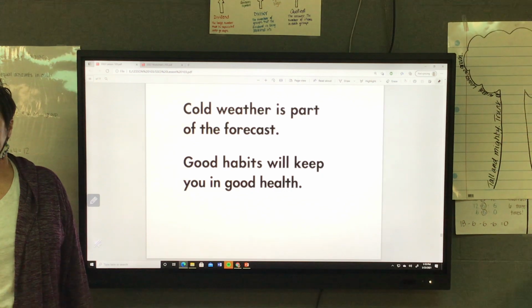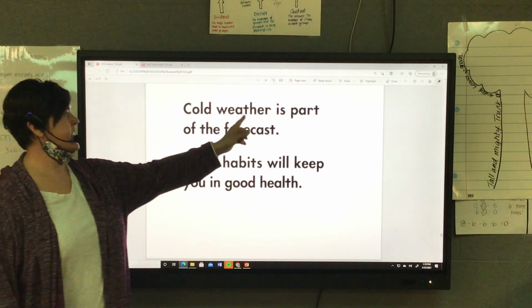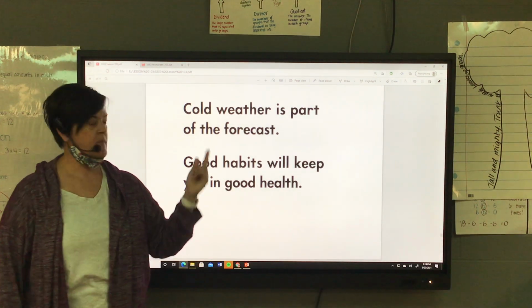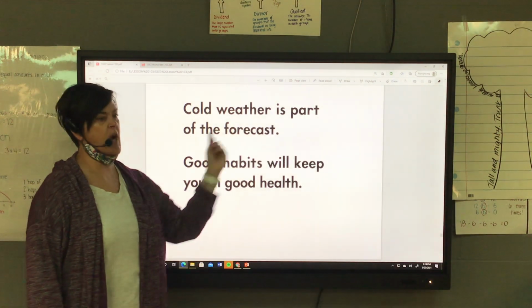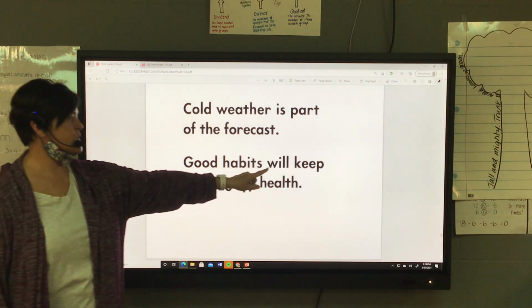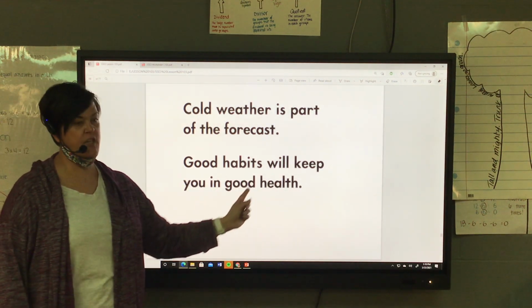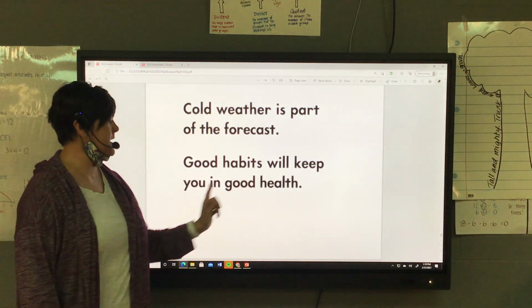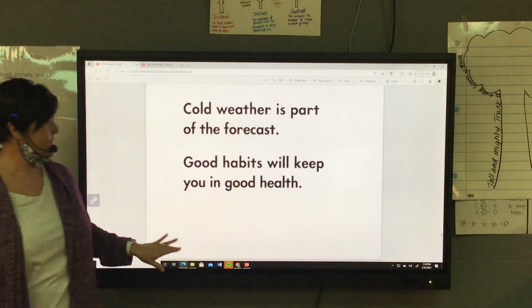Oh, sentence time. Are we ready? Yep. Cold weather is part of the forecast. One more time. Cold weather is part of the forecast. Good habits will keep you in good health. Again. Good habits will keep you in good health.